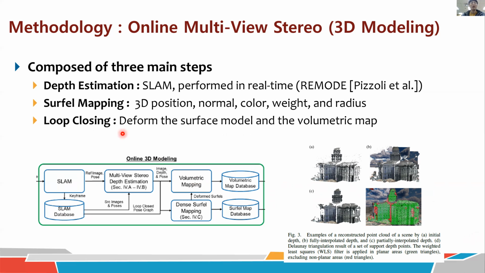Then, the circle mapping. The circles containing information about 3D position, normal, color, weight, and radius are used to construct a 3D surface model. In the final stage called the loop closing, the surface model and the volumetric map are deformed in accordance with the updated information about the environment.